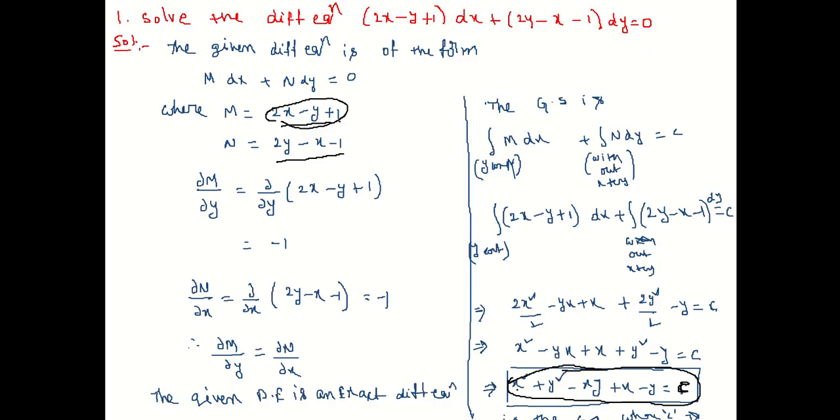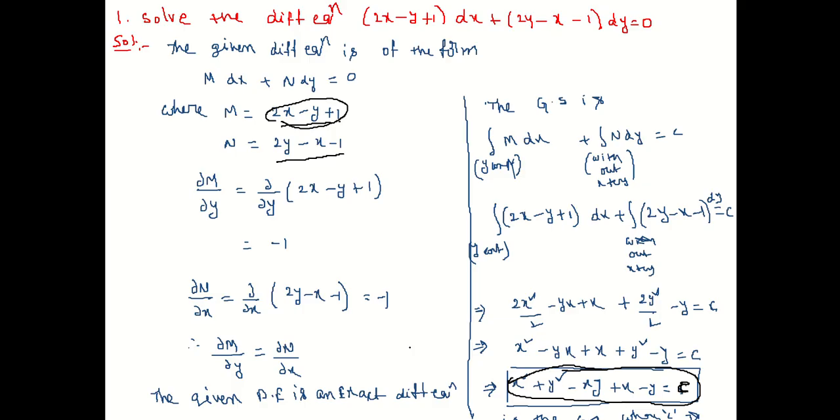And the relation between dependent and independent variables with arbitrary constants, that is the general solution. Okay, so here, for example, x square plus y square minus xy is a relation between dependent and independent variables, with the arbitrary constants. So that is the general solution.